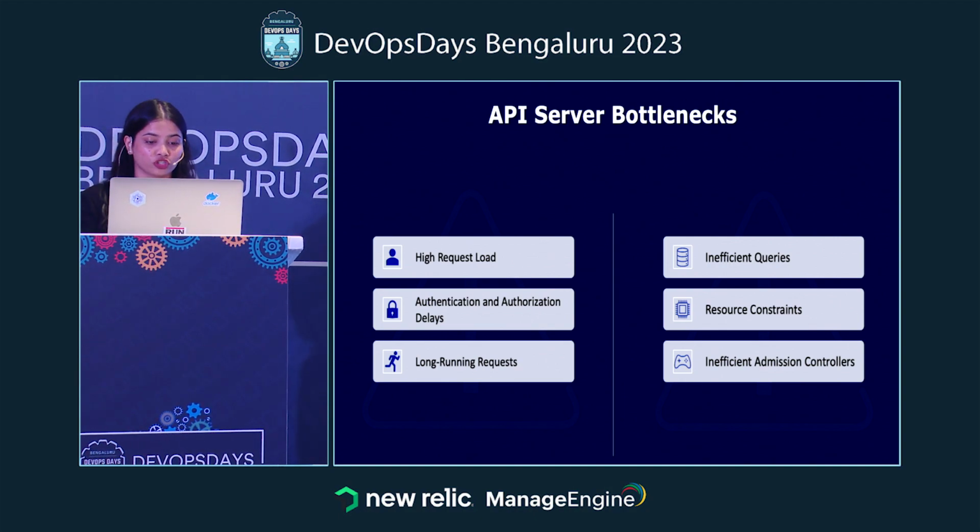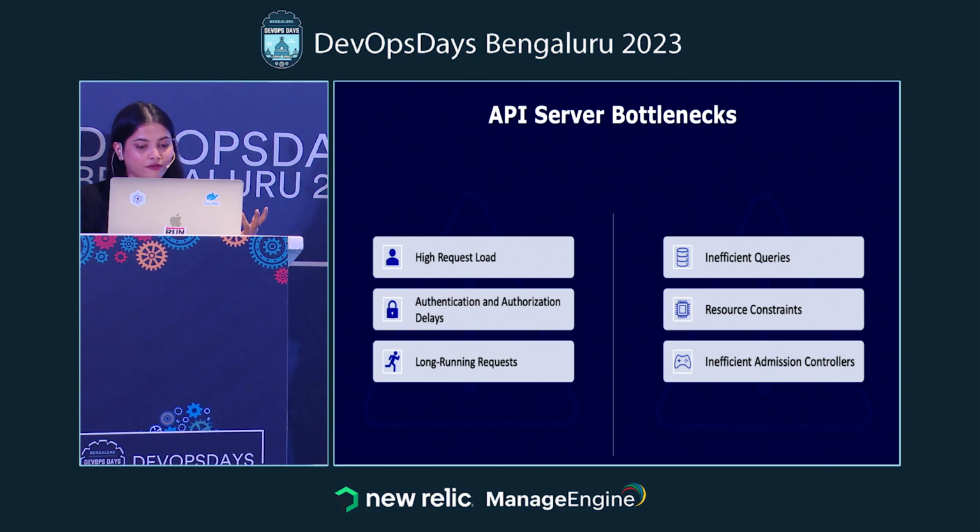Next, we have resource constraints. Inadequate CPU, memory, or network resources can limit the API server's ability to process requests. You can allocate sufficient resources to the API server pods, obviously considering the size and demand of your cluster. Monitoring is the key, and I cannot emphasize this enough. So do monitor resource utilization and adjust the resource requests and limits as required.